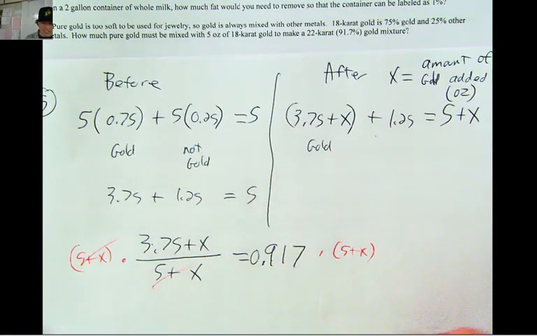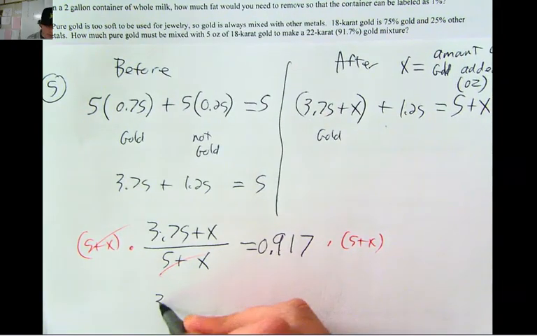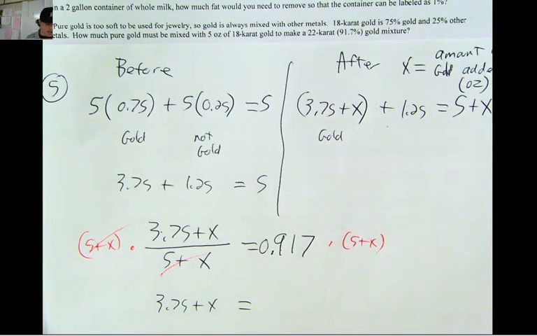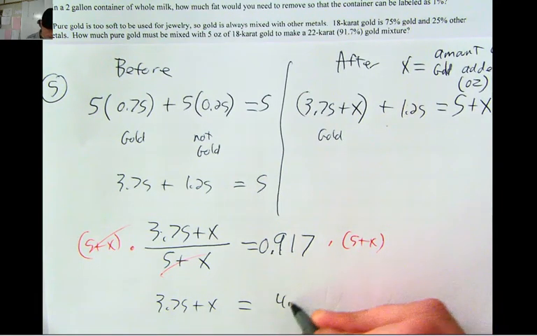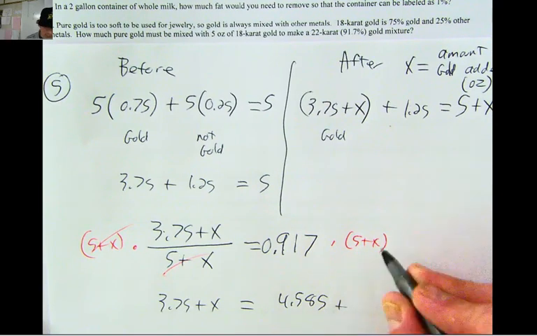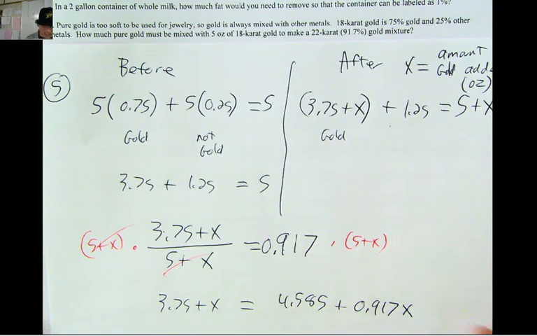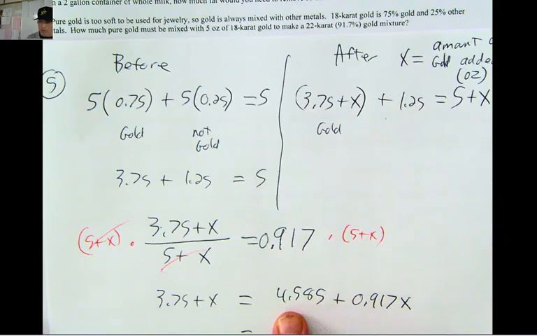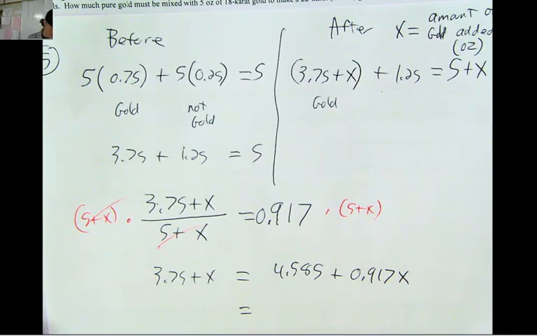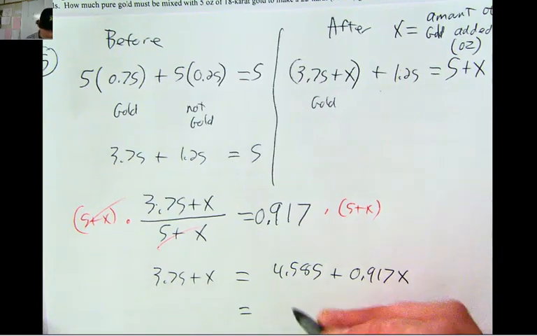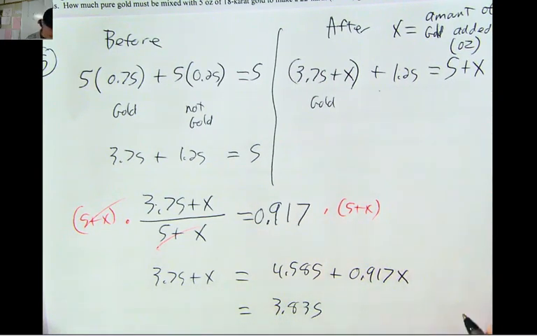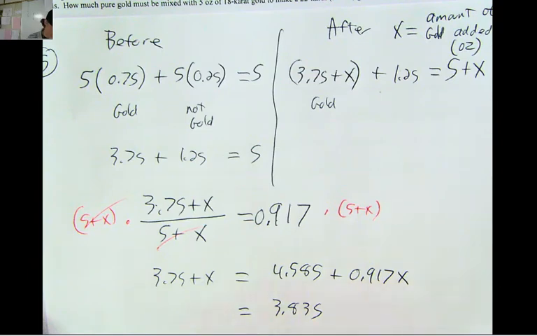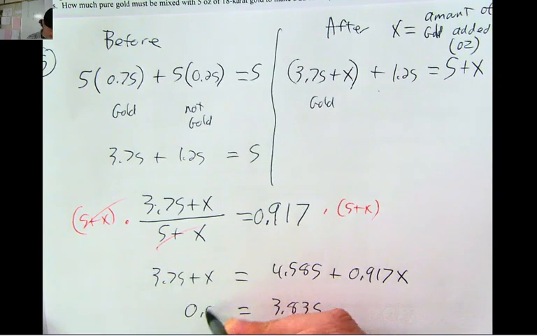The 5 plus x's cancel out on the left, and you're left with 3.75 plus x. On the other side, 5 times 0.917 is 4.585 plus 0.917x. Do a little bit of algebra. On the right side, I have 4.585 minus 3.75, and that's 3.835. On the other side, I have 0.083. What happened to the x? The x is right here.